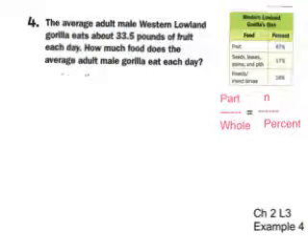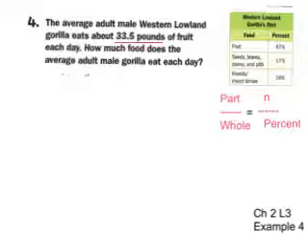For this last problem, I'm going to have to sift through some information. Notice I've got a word problem, and then I've got my table with some different foods and different percents. So I'm going to start by sifting out and finding what is useful information. Question number 4 says, the average adult male western lowland gorilla eats about 33.5 pounds of fruit each day. How much food does an average adult male gorilla eat each day? So what I need to do is sift out the important information, and the important information that I see right off the bat is this: 33.5 pounds of fruit each day.